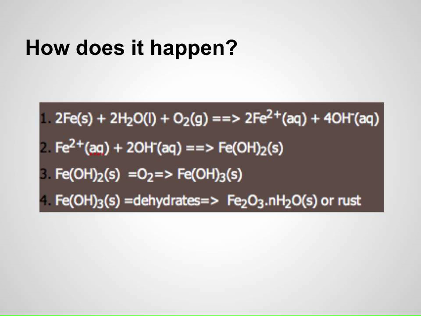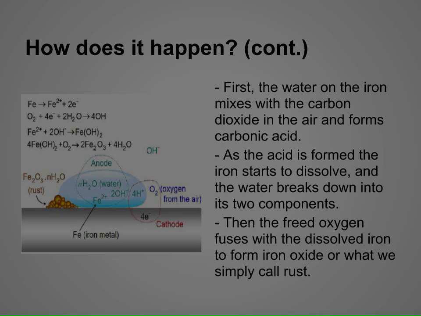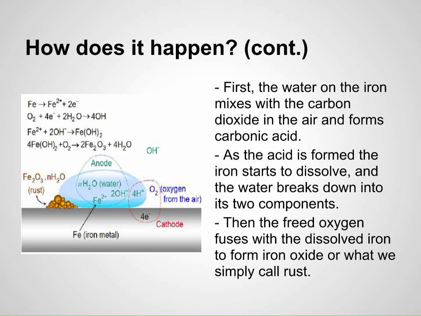So, how does this happen? The chemical equations above are the steps of how rust is formed. To simplify the equations above, when the water gathers on an iron object, two things happen immediately. First, the water on the iron mixes with the carbon dioxide in the air and forms carbonic acid, which acts as the electrolyte in the reaction. An electrolyte is a liquid substance which acts as a medium to conduct electricity, or electrons in this case.